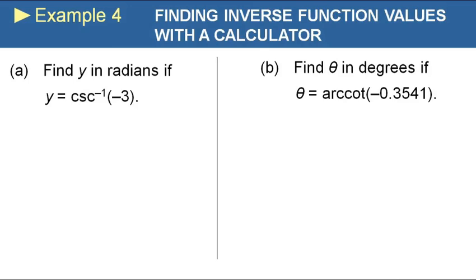Okay, this first one says find y in radians if y equals the inverse cosecant of -3. Well, the first thing I want to do is translate it out of inverse form. So we're going to say the cosecant of y equals -3. Now we're going to translate it out of cosecant form. We're going to do the reciprocal of both sides, and the reciprocal of cosecant is sine, and the reciprocal of -3 would be -1/3. Now, 1/3 does not match a reference angle that we have memorized, so we'll have to use the calculator to help us with this.